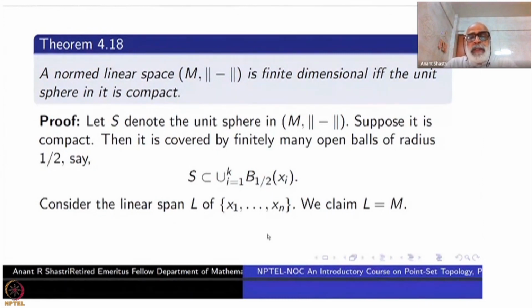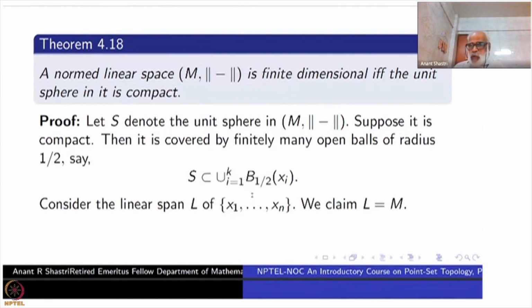Then you can take open balls of radius half around each point, and that will be an open cover. So that should admit a finite subcover. So there will be finitely many points x1, x2, up to xk inside S, such that S is contained inside the union of all the balls of radius half centered at xi, i from 1 to k.